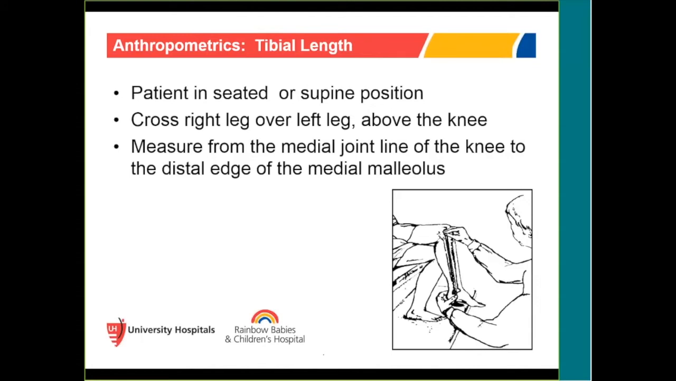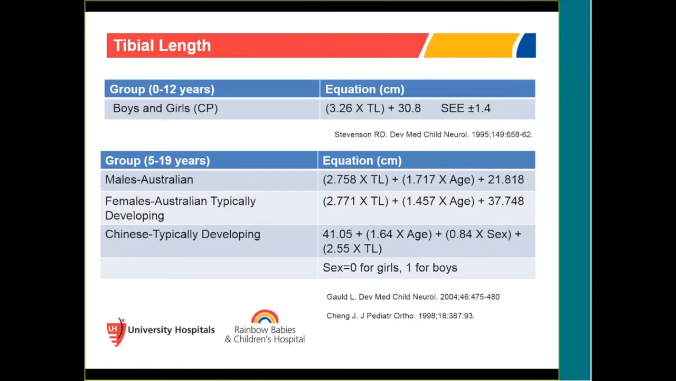And so that medial joint line is the crease on the inside of the knee, right above the calf, and the distal edge of that medial malleolus is that inside ankle bone. It's a protrusion on the inside of the ankle. So again, when you get that tibial length in centimeters, you can plug it into one of these equations. That top equation is specific to children with cerebral palsy, and the bottom equation are studies that have been done in typically developing children used to develop tibial length.